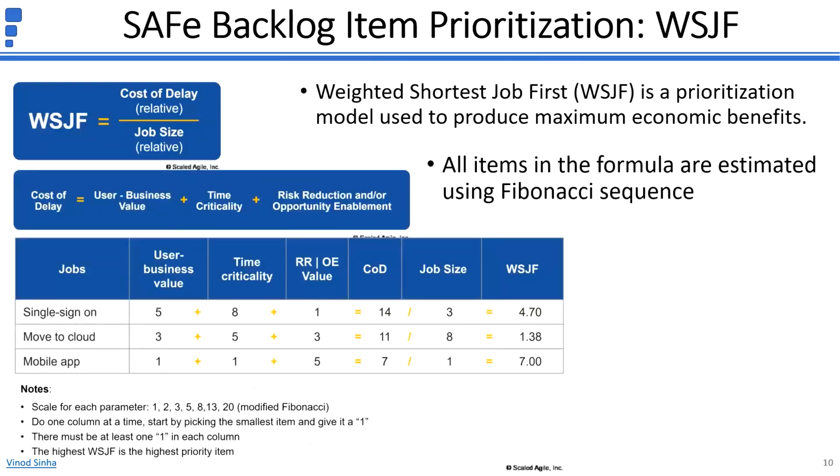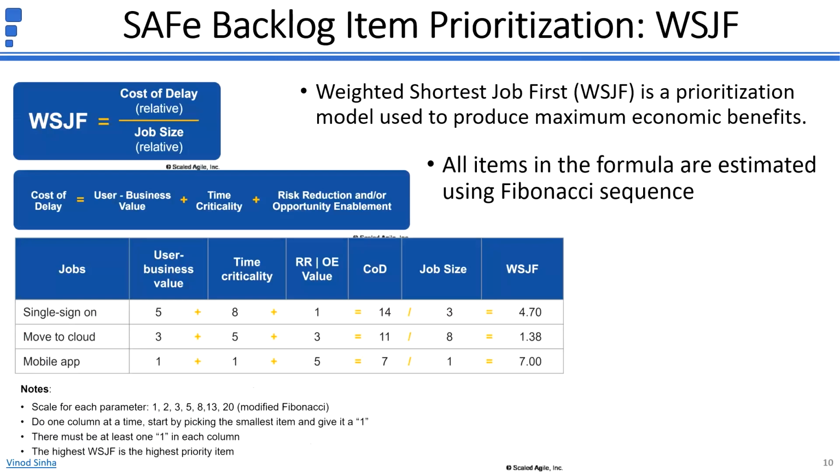Now, one key concept is prioritizing these backlog items using the weighted shortest job first model, or you can call it WSJF. For any backlog item, WSJF is the cost of delay, COD, divided by job size. All elements in the formula are estimated using the Fibonacci sequence, meaning first assign 1 to the smallest unit or item, and then assign relative values to others such as 2, 3, 5, 8, etc.